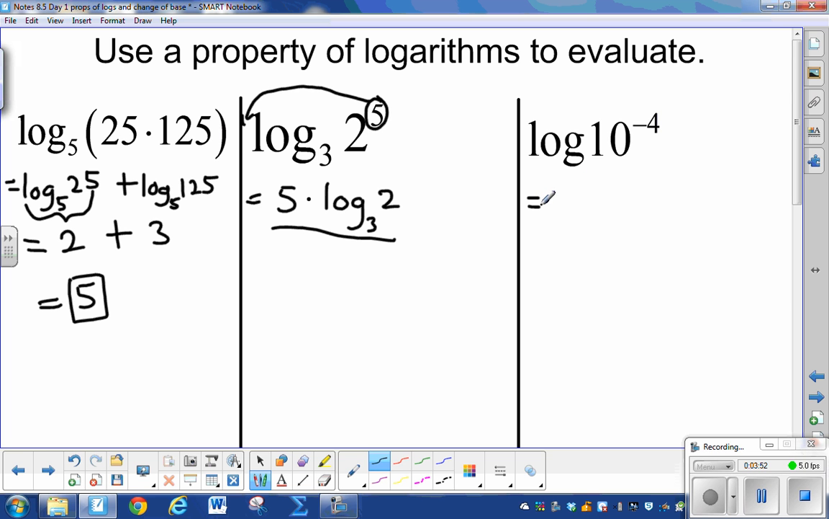Okay, so this one is another one where we have the power up here. So that's going to drop down. Once you see a power, you just drop it down to the front. So it's going to be negative 4 times log of 10.